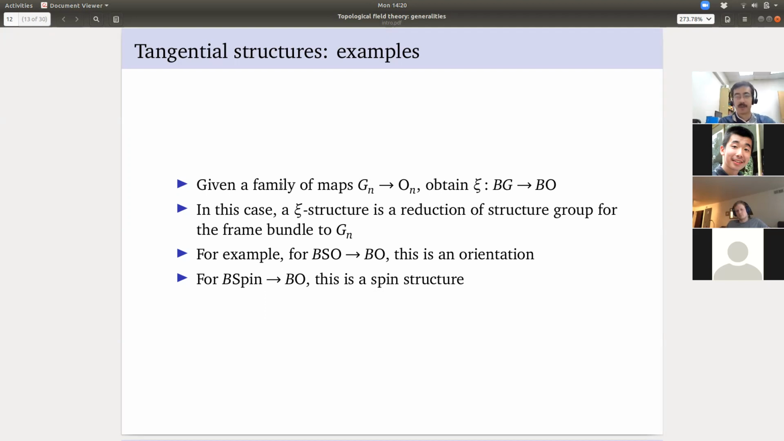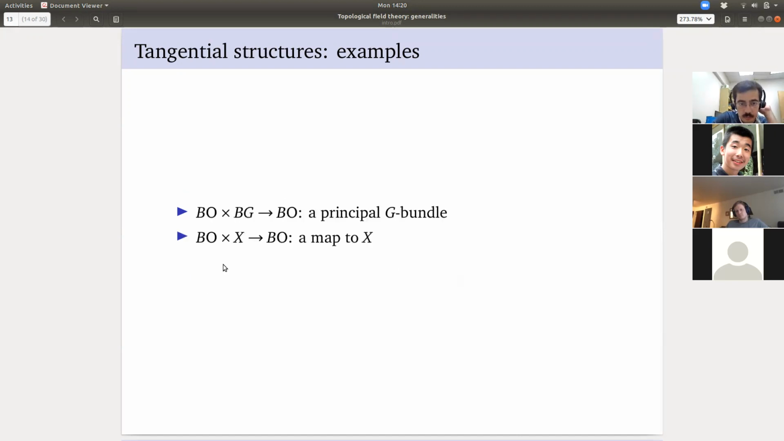I always feel like I have to look over my shoulder when I give this flabby homotopical definition, because there's a more precise definition in terms of principal bundles, where you say it's a reduction of structure group of the frame bundle. That perspective is much more helpful in geometry, but we're doing topological field theory. Are there questions about tangential structures so far? Okay, well, when you have questions, of course, do not hesitate to ask.